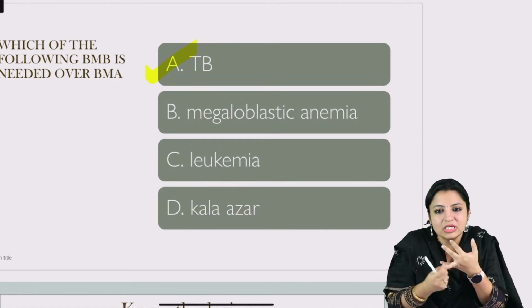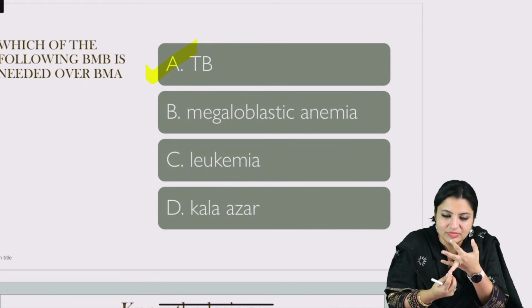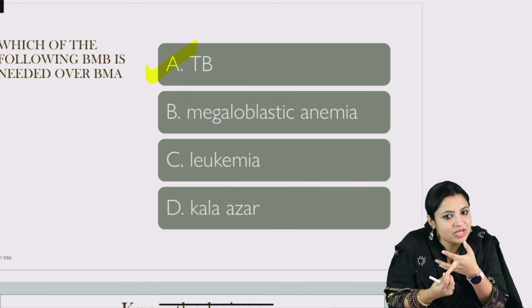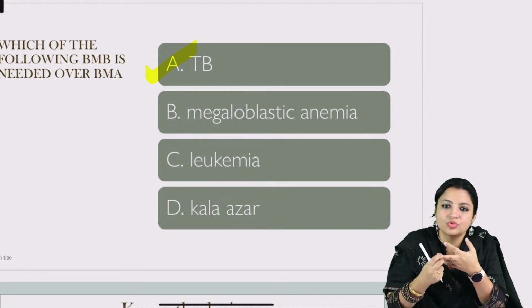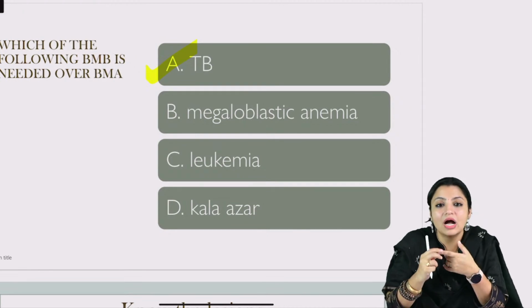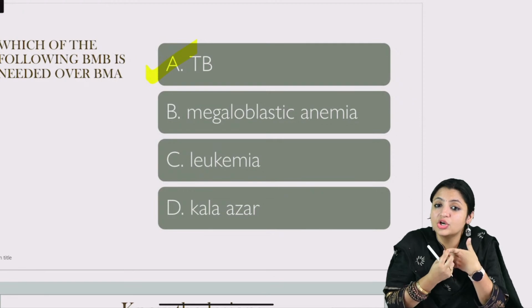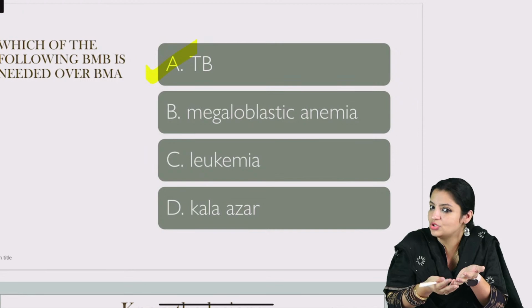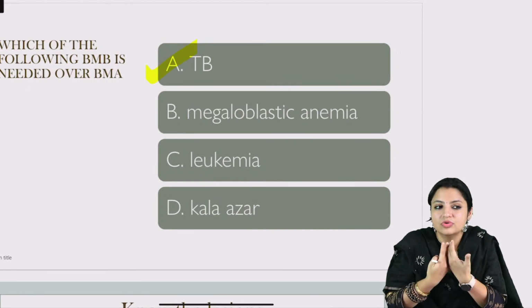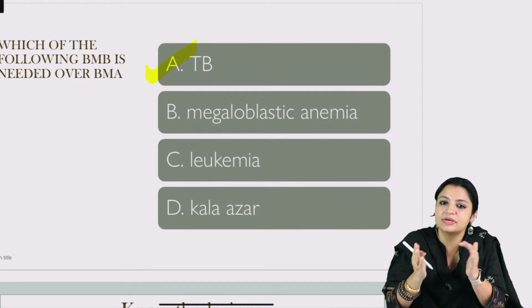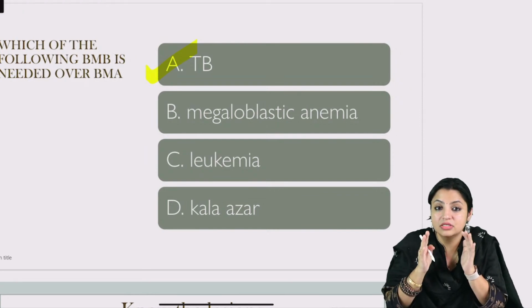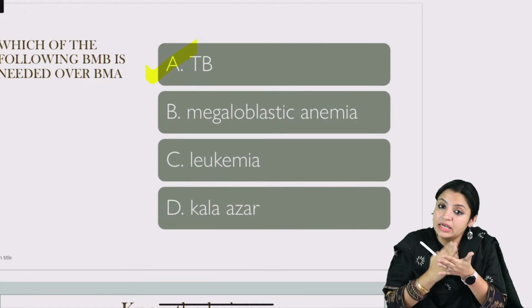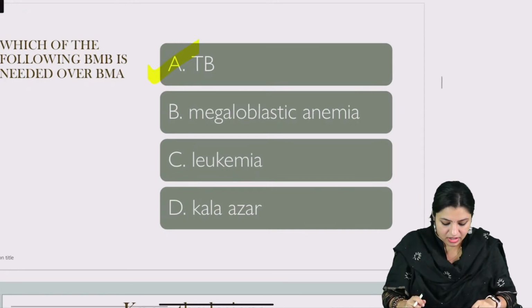Megaloblastic anemia is very easily diagnosed on aspirate, because you can see megaloblasts on bone marrow aspirate. Leukemia blasts can be very nicely seen on bone marrow aspirate, so it is very easy to diagnose. In Kala azar, you will see Leishmania donovani bodies, which are also very easily seen on bone marrow aspirate, so you can diagnose on the aspirate. Ideally it is good to do bone marrow biopsy and aspirate both together, but for TB biopsy is mandatory, otherwise you will miss it. Okay.